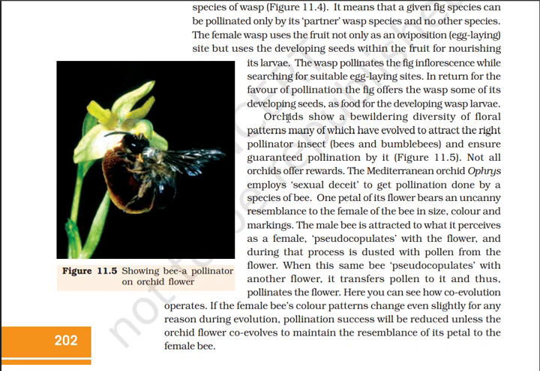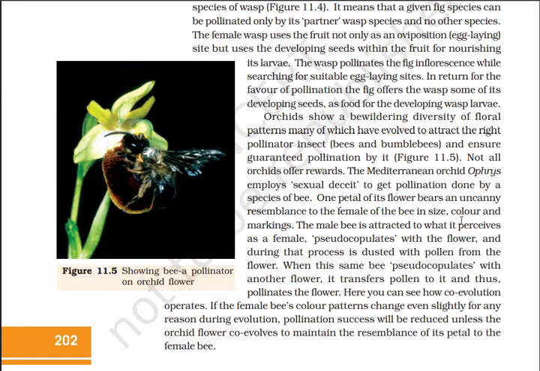Orchids show a bewildering diversity of floral patterns, many of which have evolved to attract the right pollinator insects, bees, and bumblebees, and ensure guaranteed pollination by them. Not all orchids offer rewards. The Mediterranean orchid Ophrys employs sexual deceit to get pollination done by a species of bee. One petal of its flower bears an uncanny resemblance to the female of the bee in size, color, and markings.